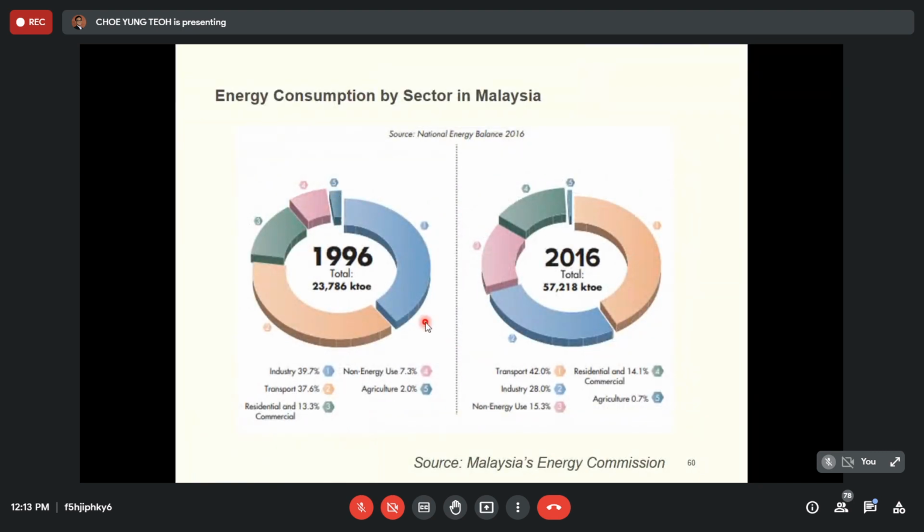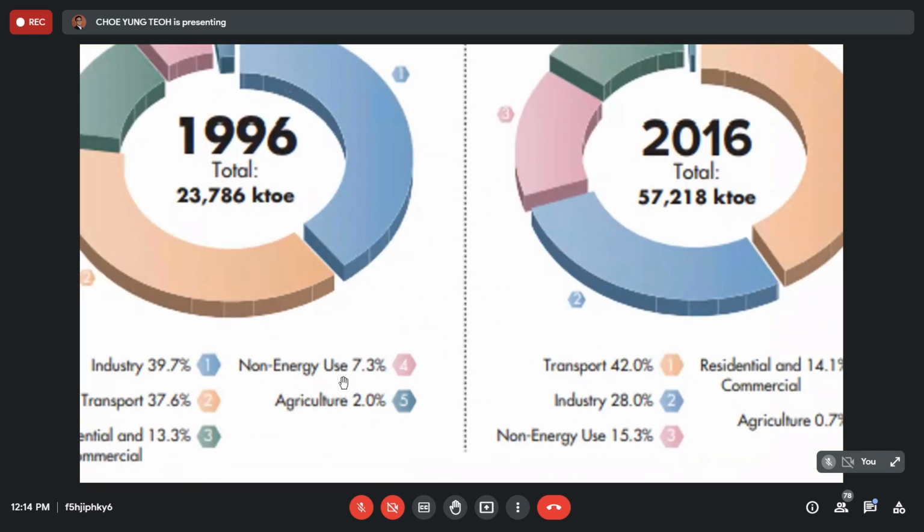Okay, let's look at the energy consumption by sector in Malaysia, comparing 1996 to 2016, a 20-year difference. You can see the total went from 23 kilotons of oil equivalent to 57. So more than double. In these 20 years, energy consumption in Malaysia more than doubled, contributed by industry, commercial and so on, as the population increased so much. You can see industry 40%, transportation, residential. There is one part called non-energy use, 7.3%.